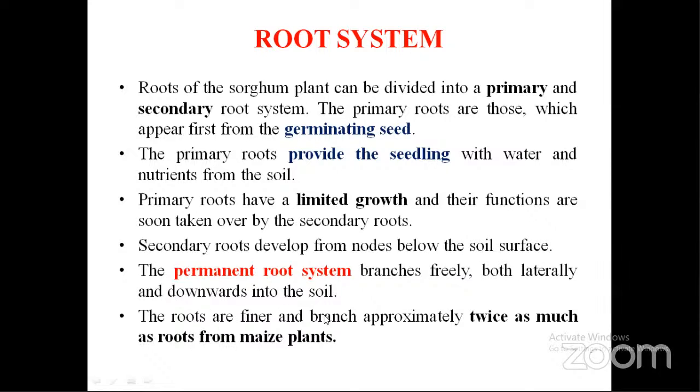And these roots are finer and they branch approximately twice as much as roots from maize plants. That means they have a very strong root system compared to maize plants. That's why they are able to extract soil moisture from much deeper soil layers also, which is advantageous in dry areas.